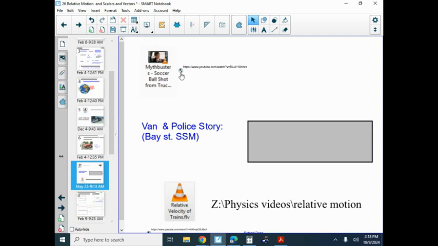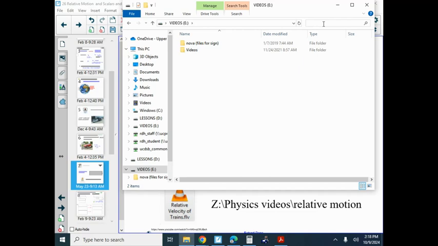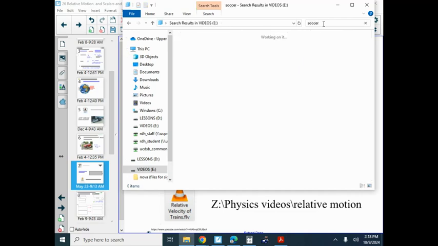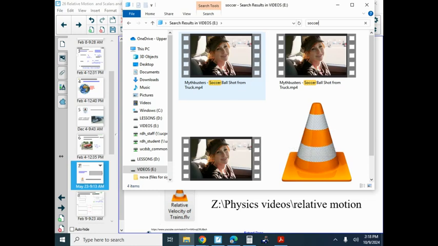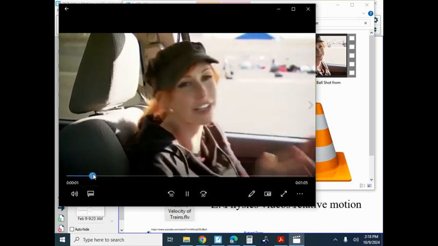Soccer ball, this one's cool. So this is the soccer ball shot from a truck. I'll just do my version here, soccer ball videos. Ball shot from a truck. So a little clip of this experiment that they did.